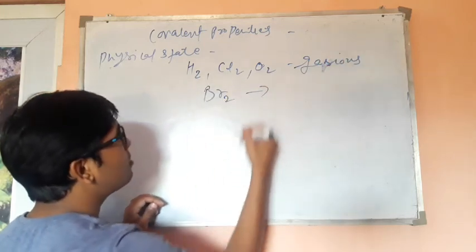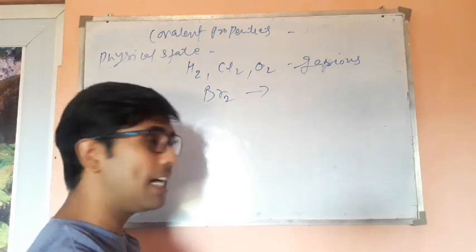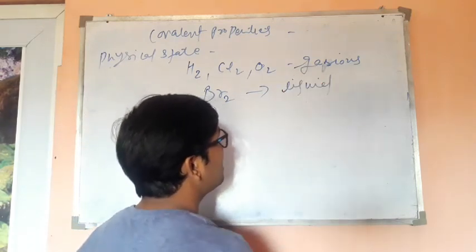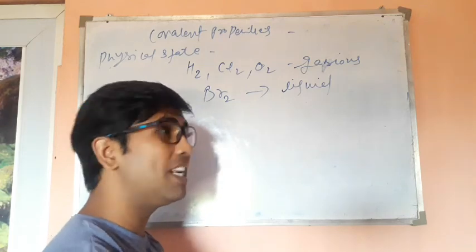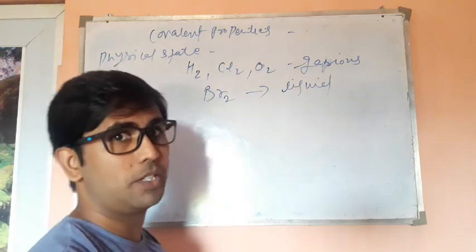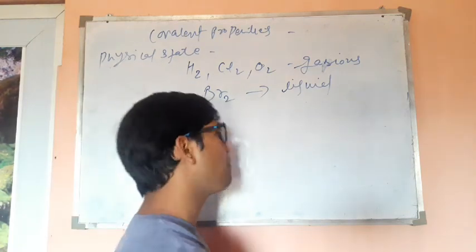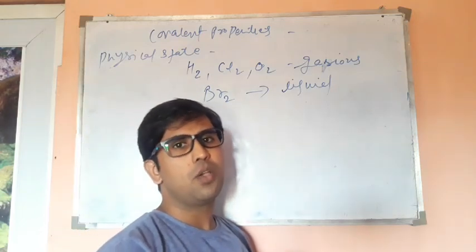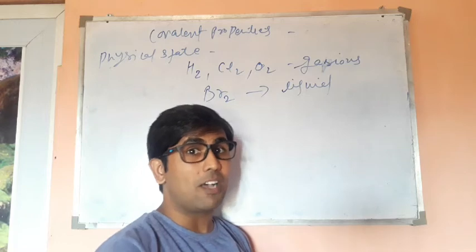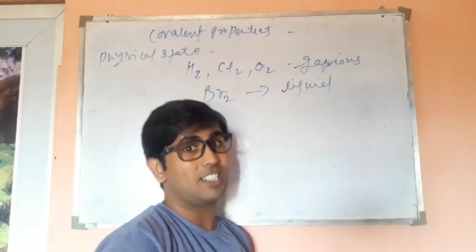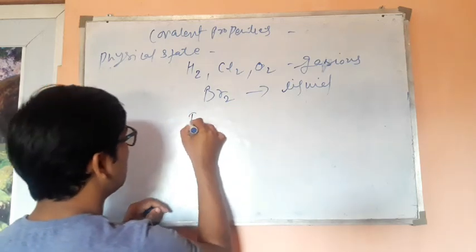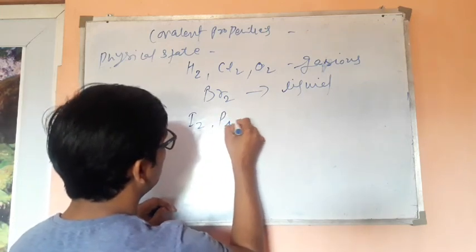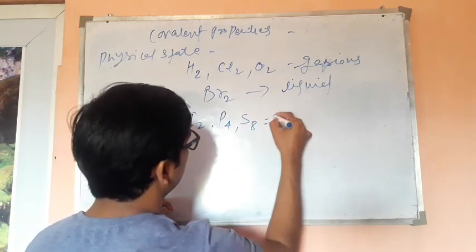Bromine is a molecule of two bromine atoms, which exhibits the liquid state, and has a covalent bond between the two bromine atoms. And some exceptional elements have covalent bonding but also exist in the solid state, for example iodine, phosphorus and sulfur.